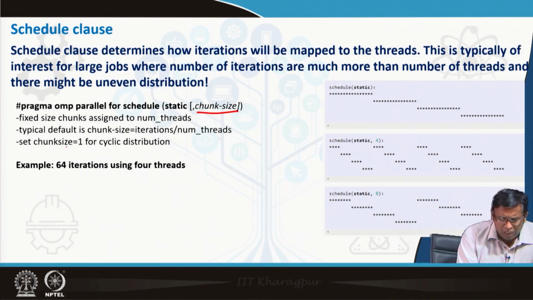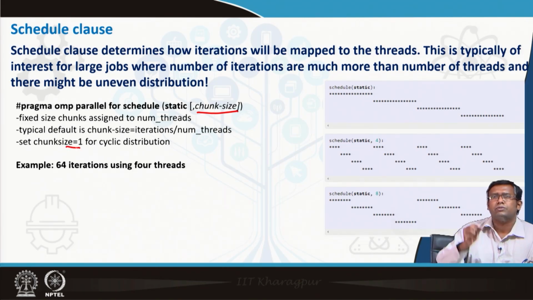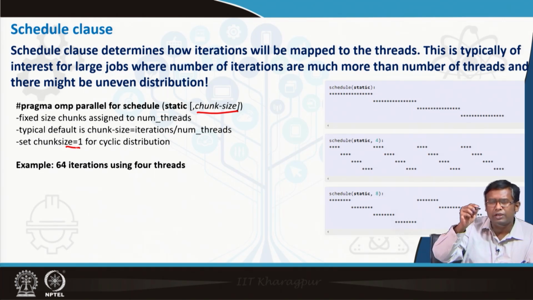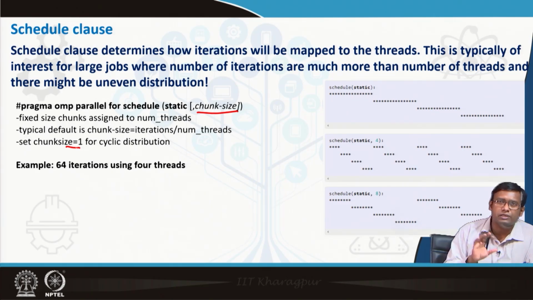In case we use chunk size 1, it is really a cyclic distribution. 1 to 16 will go to thread 0 to 15, then 17 to 32 will again go to thread 0 to 15, and so on. So, there is a cyclic distribution of iterations, which is sometimes important, especially if we want to avoid some race condition and sharing of data by the threads.